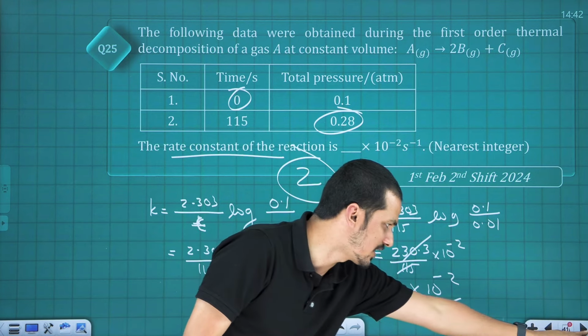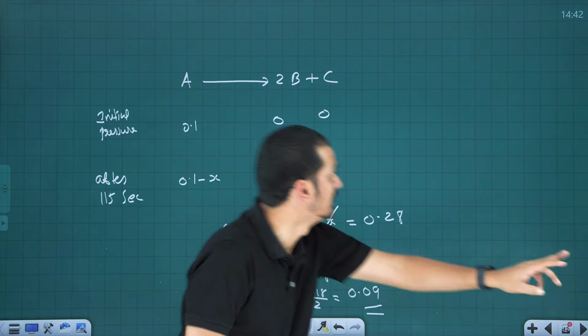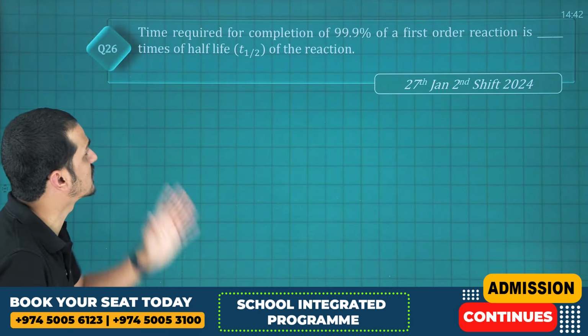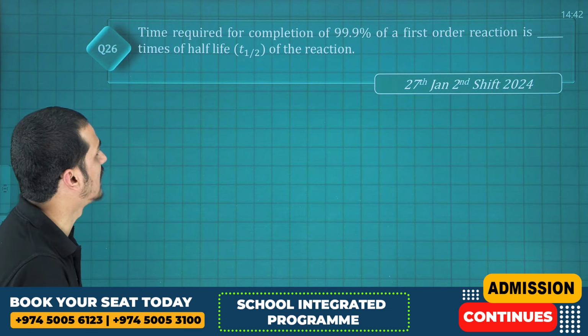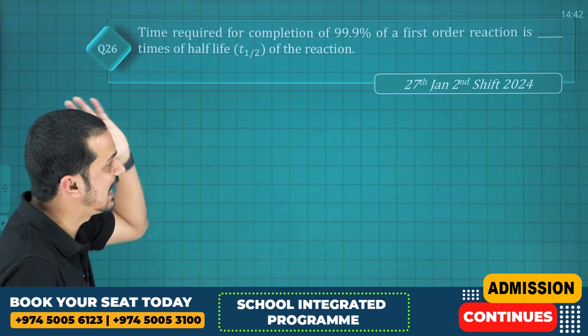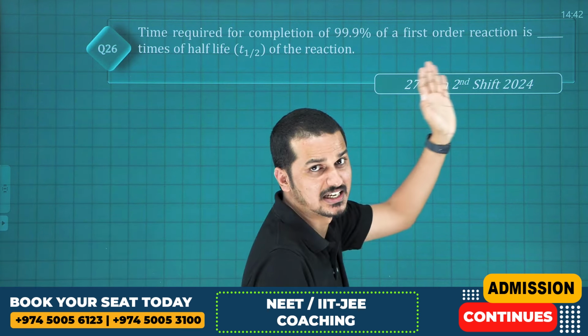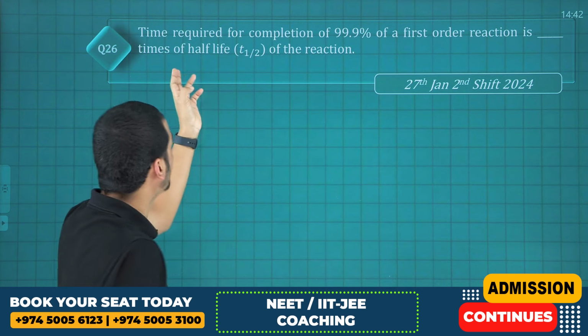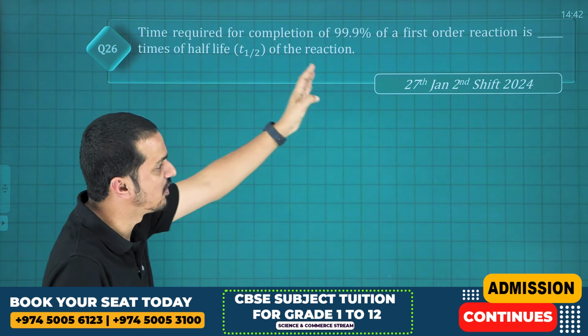And the last question, dears, the 26th question. The time required for the completion of 99% of a first order reaction is how many times the half-life period of the reaction?